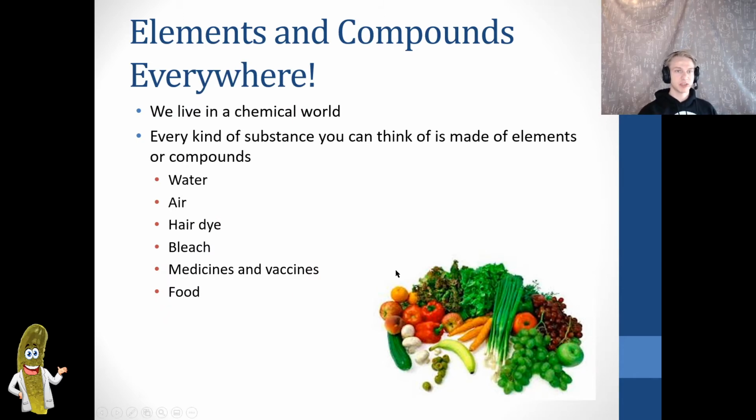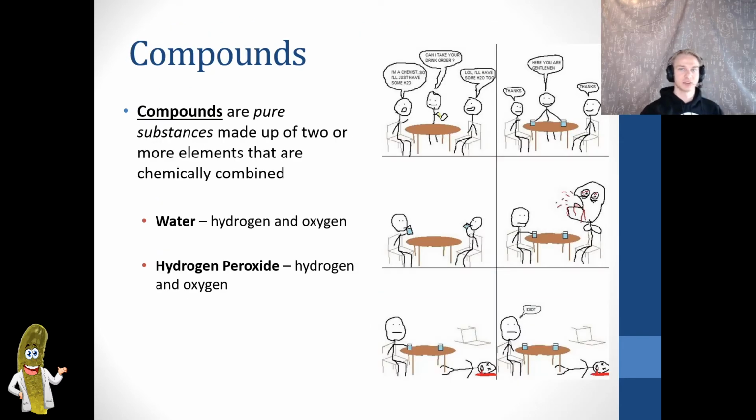So this particular PowerPoint deals with two different types of compounds. We're going to talk about ionic compounds and molecular compounds. Every kind of substance that you think of is made of a bunch of different elements, or it's made of a bunch of different compounds. The examples I have here are water, air, hair dye, bleach, medicines, vaccines, food. All of those different things are made of compounds, and it's just different combinations of those compounds, or putting them in different locations or making different shapes with them.